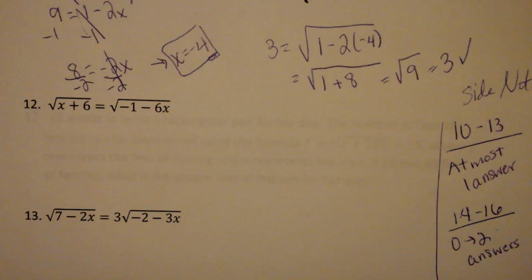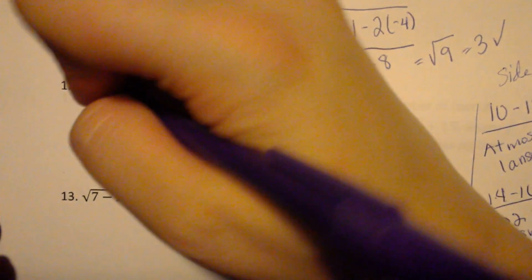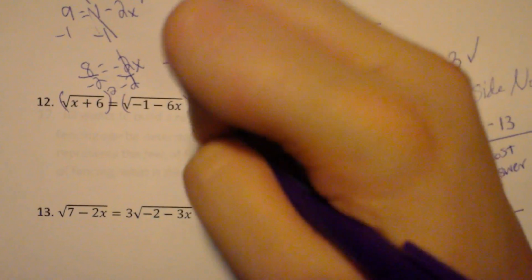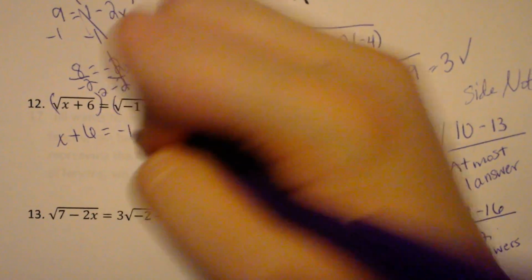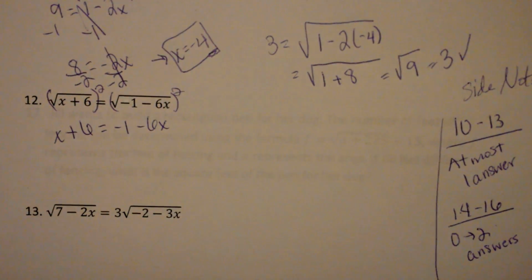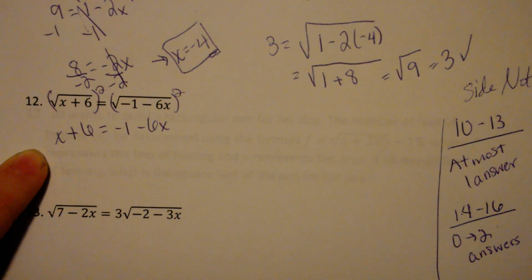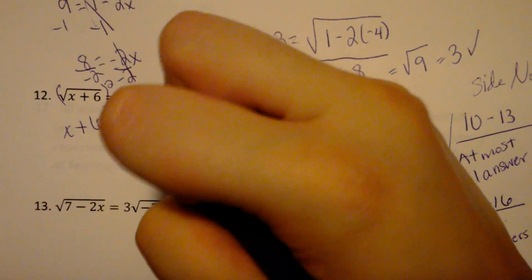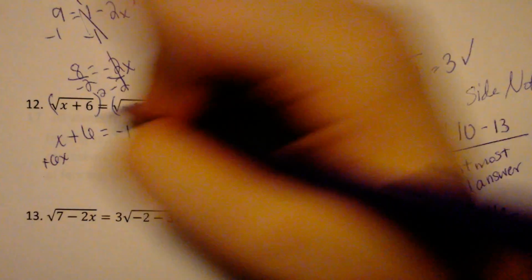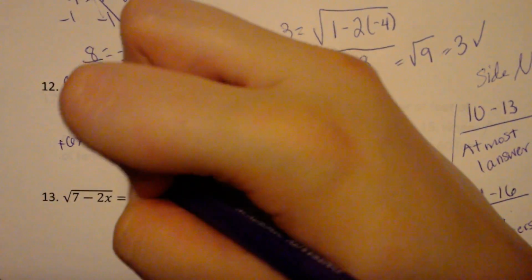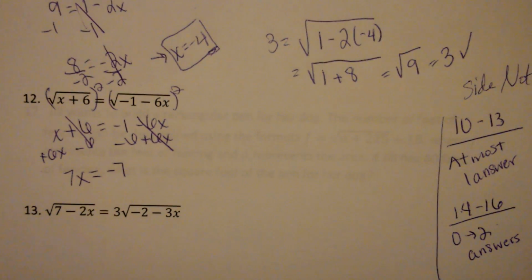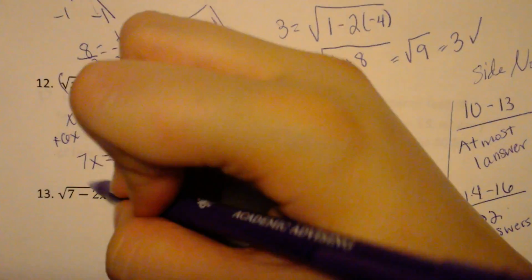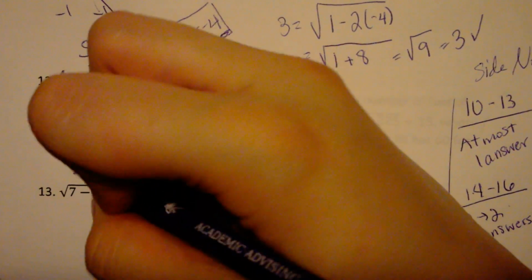Okay. So, number 12. Square. Square leaves me what's inside. X plus 6, negative 1 minus 6x. So I have more x's on the left side, so I'm going to move all my x's to the left side. So I move my constants to the other side. So it gives me 7x equals negative 7. So divide by 7, and you get that x is negative 1.